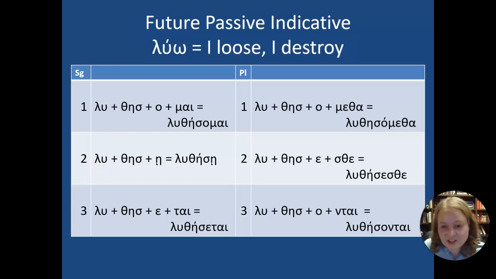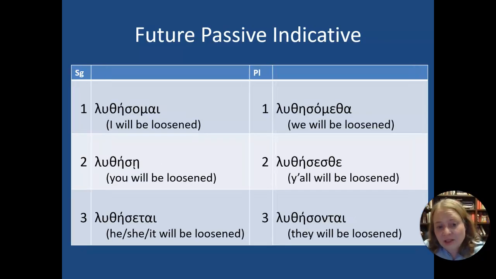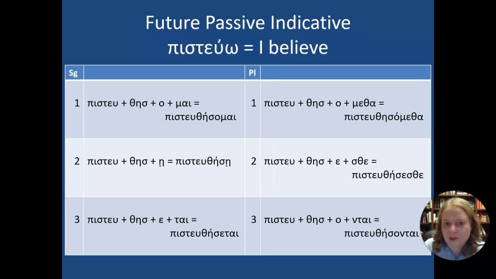So recognition is the key to the game, not memorization. You don't have to memorize something new. You have to recognize the theta, eta, sigma as future passive. This is it. Luthesomai, luthese, luthesetai, luthesometha, lutheseste, luthesontai. I will be loosened, you will be loosened, he, she, it will be loosened, we will be loosened, y'all will be loosened, they will be loosened.